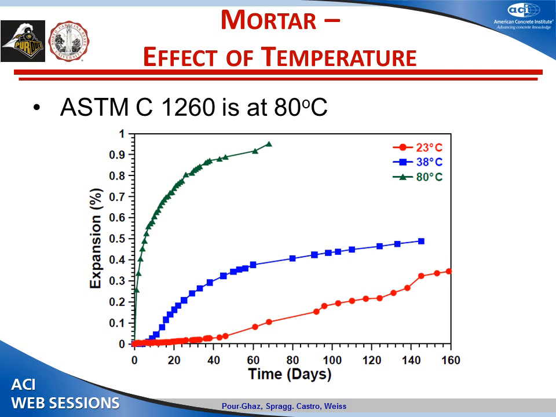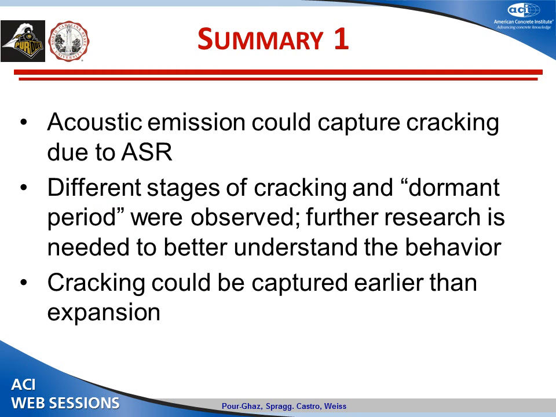To look at the effect of temperature, we performed the experiment at 38 degrees, but when we have the same aggregate in a mortar according to 1260, you can see that the expansion is really severe. The aggregate is expanding very fast at 23 degrees and 38 degrees. The results are not shown here, but you can actually use an activation energy approach, and they really follow the activation energy approach.